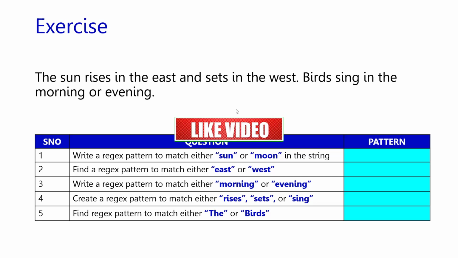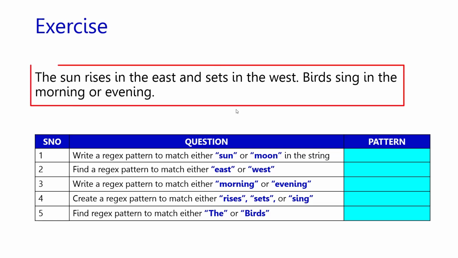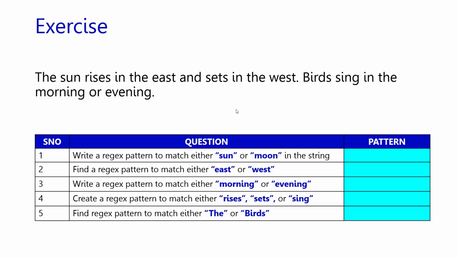Welcome back. In the previous lesson, we discussed the pipe. Now, let's look into some exercise questions on pipe and try to understand our foundations better in the meta character pipe. So let's consider a string. The sun rises in the east and sets in the west. Birds sing in the morning or evening. On top of this, I have written five questions. Now try to answer these five questions.